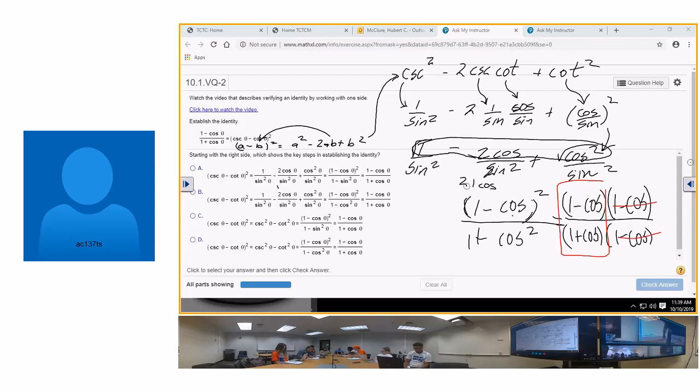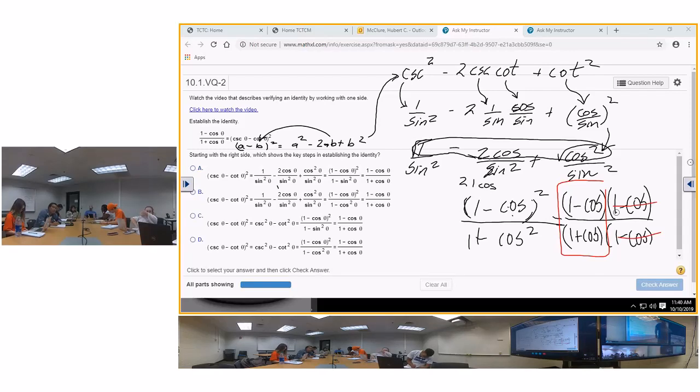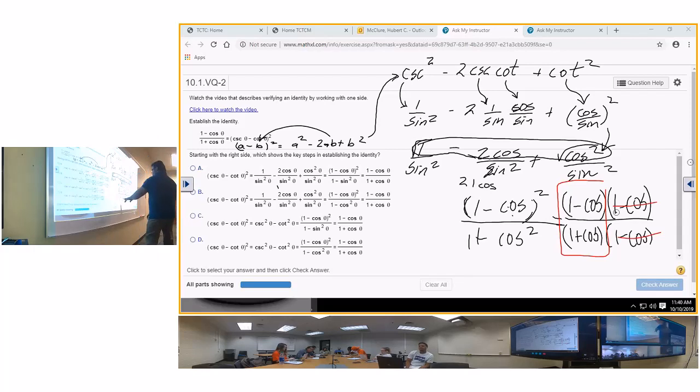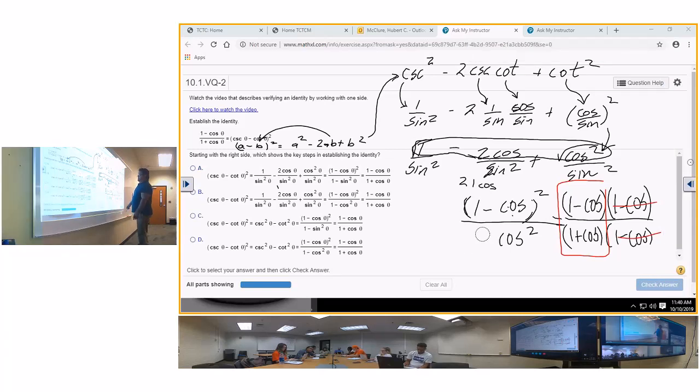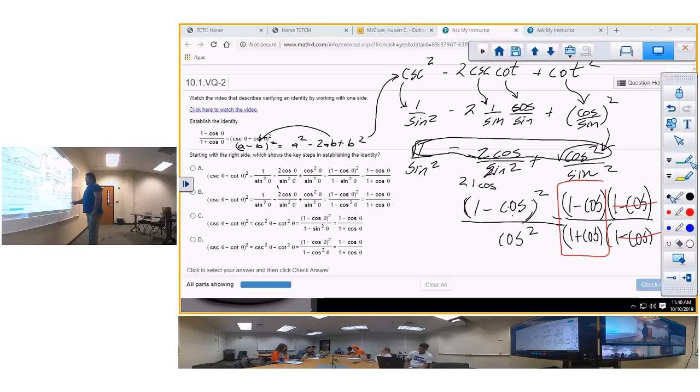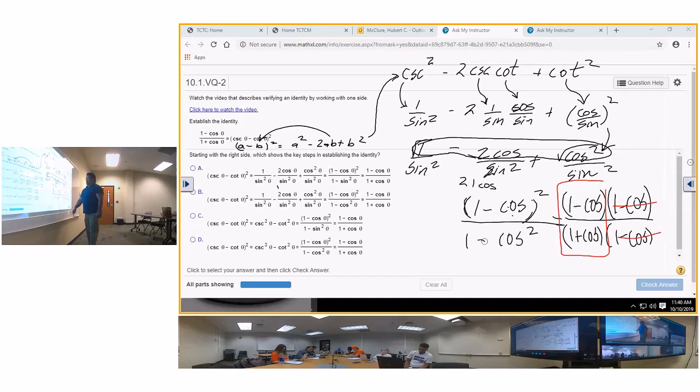And now that goes down to a minus b quantity squared, which is 1 minus cosine squared, and then what's this? This is 1 plus cosine squared. I'm sorry, that's supposed to be a minus. Sorry, I must have moved it. This is 1 minus cosine squared. And a lot of people say, well, that's the same thing. No, it ain't.